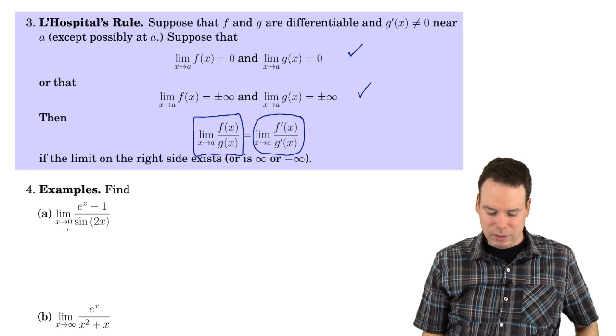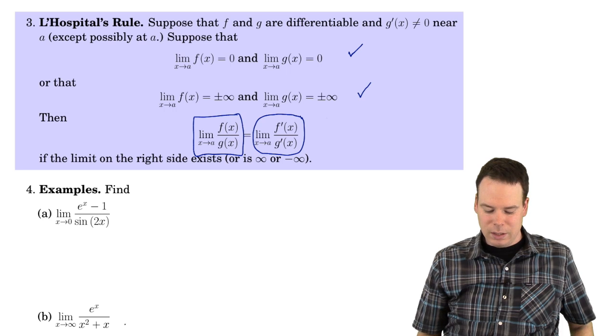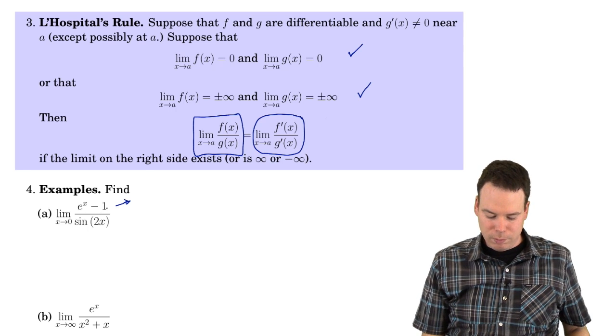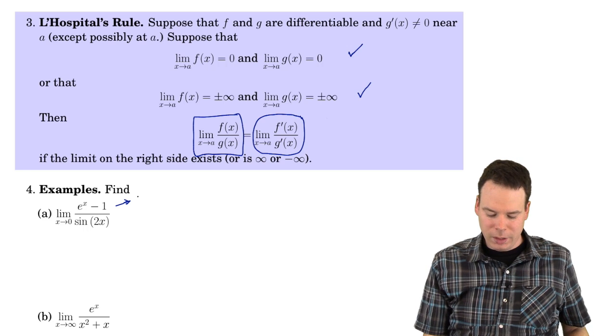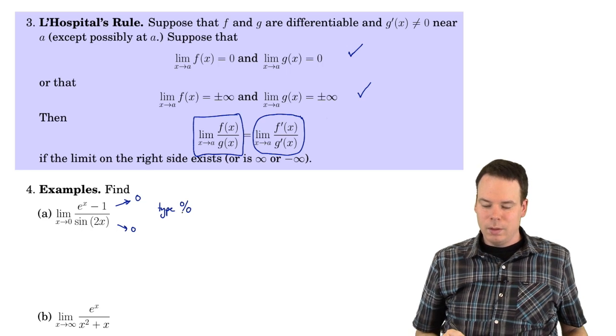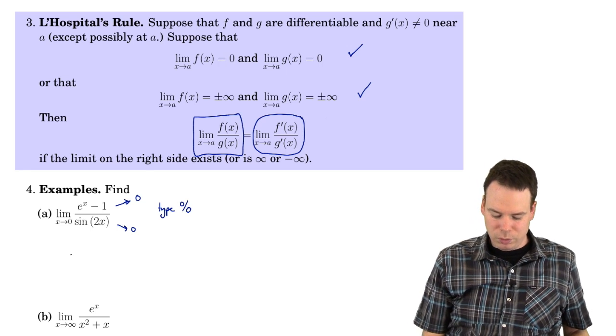So let's look at this first example. The limit as x goes to 0 of e to the x minus 1 over sine 2x. And we do our first approach when we're trying to compute a limit, and that is just pop x equals 0 in. That gives us e to the 0 minus 1, or 1 minus 1. So the top goes to 0, bottom goes to 0. So this is of type 0 over 0. Precisely the type that we can apply L'Hopital's rule to.